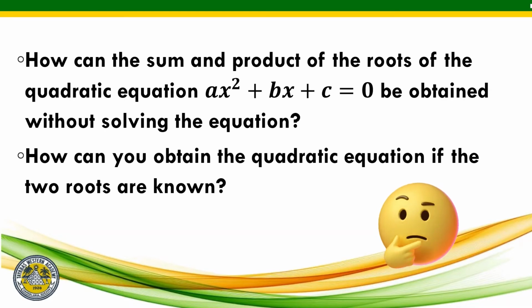How can the sum and product of the roots of the quadratic equation ax squared plus bx plus c equals 0 be obtained without solving the equation? How can you obtain the quadratic equation if the two roots are known? These questions will have their answers while we are going through the discussion of this lesson. So stay focused.